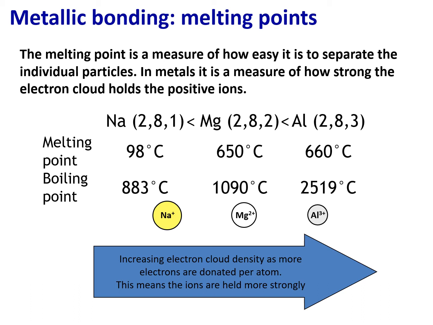So this just indicates what I said earlier about sodium having one outer electron, so that one electron becomes delocalized. Magnesium has got two outer electrons, aluminium's got three. You can see here the melting point and boiling point is increasing as there's more delocalized electrons, because that's the glue that's holding the bond together.